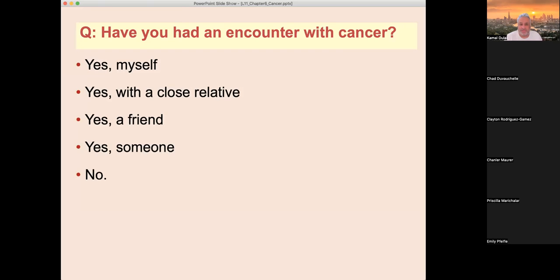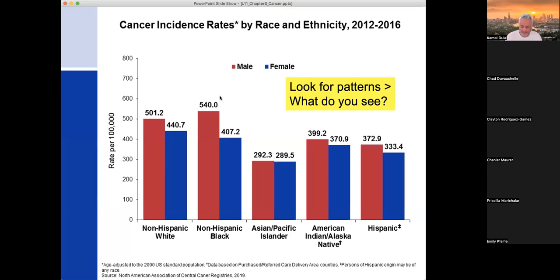Have you had an encounter with cancer? Yes, yourself, a close relative, a friend of the family, or you know somebody in the community, right? Or no, you don't have any of those answers. So looking at the data, all right. So I'll tell you, about 1/4 of the class have so far answered no, but 60% of the class have answered with a close relative, right? So that's where the data stands right now. Okay. So we'll stop the poll because I got my data.